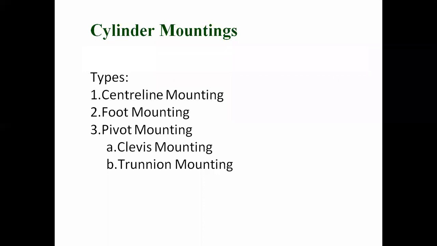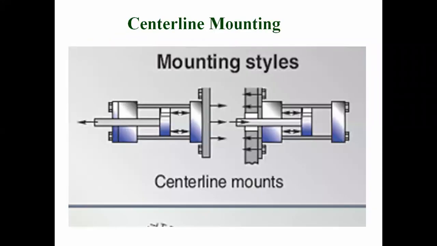So what are the types of cylinder mounting? Cylinder mountings are classified into three basic categories. First one, center line mounting, then foot mounting, then pivot mounting. The pivot mounting is again classified into two categories, clevis and trunnion mounting. Okay, so let's discuss one by one.